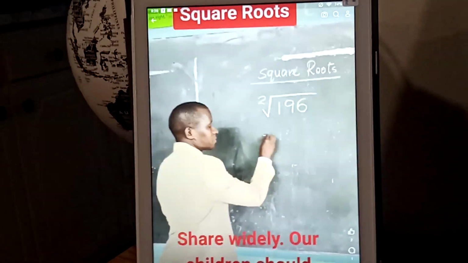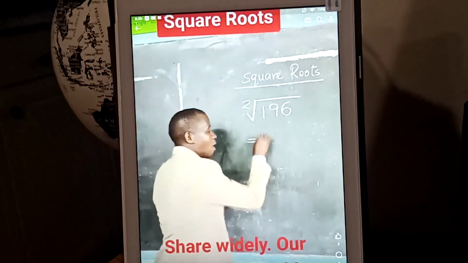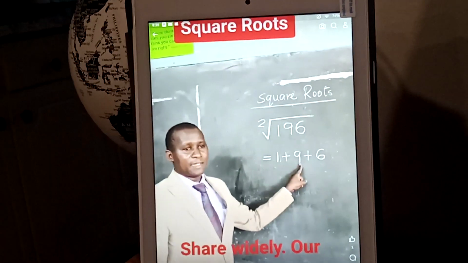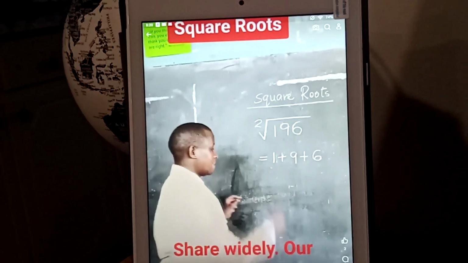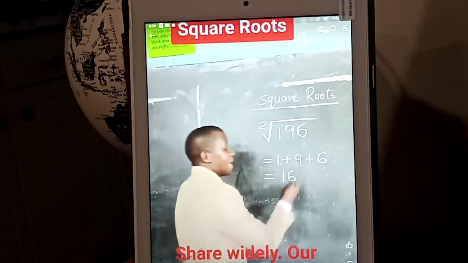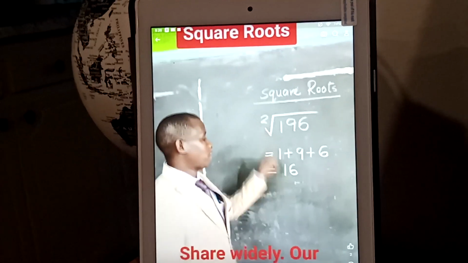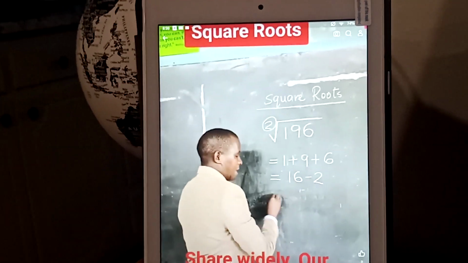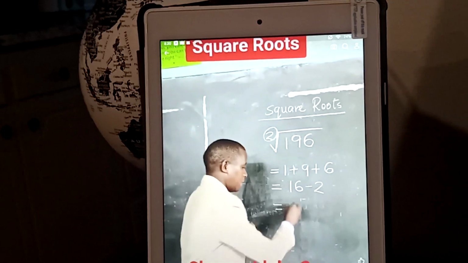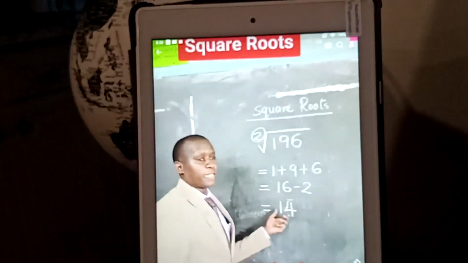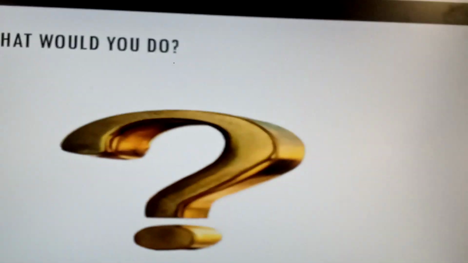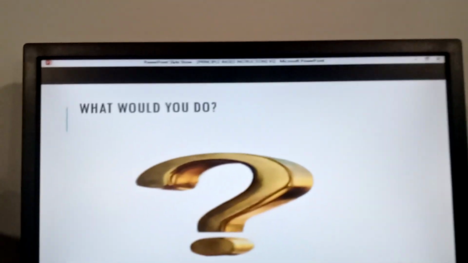Very simple. You add 1 plus 9 plus 6. 1 plus 9, 10, plus 6, 16. Very good, 16. Then, because we are looking for the square root, we take away the 2 here, and 16 take away 2 is what? 14. Which means 14 times 14 will give you 196. All right, that's it. Look at square roots.